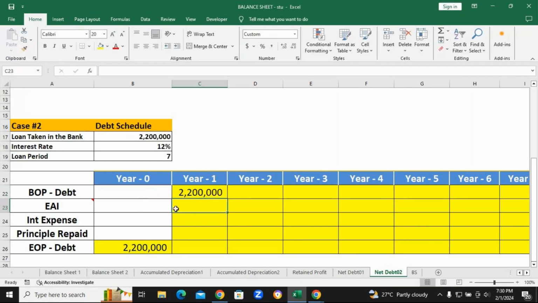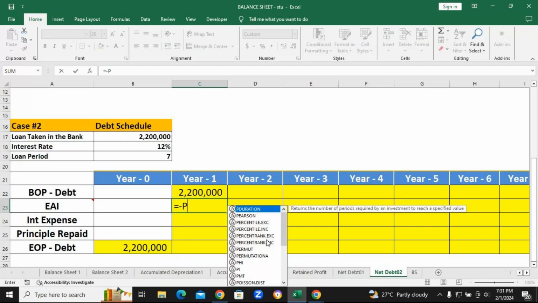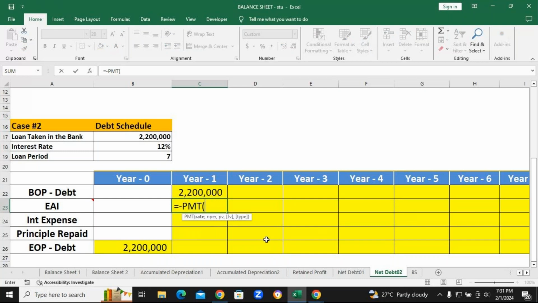Okay. So then EAI. In order to calculate that, I have to put the PMT calculation. So here equals, minus PMT, open the bracket, rate is 12%, comma, NPER is 7 years, comma, present value 22 lakh, comma, future value is 0, end of the period.